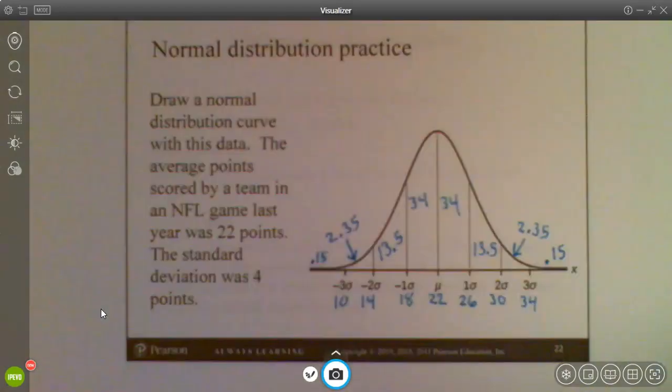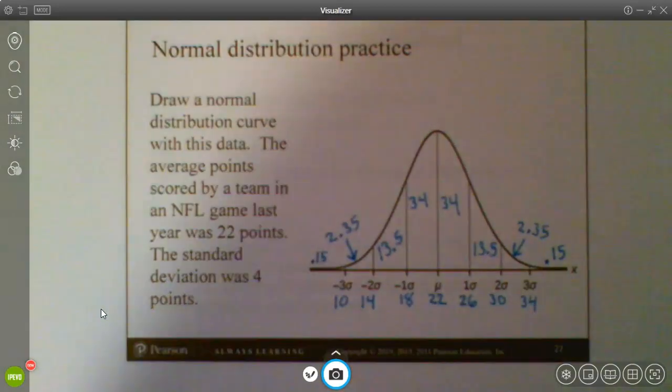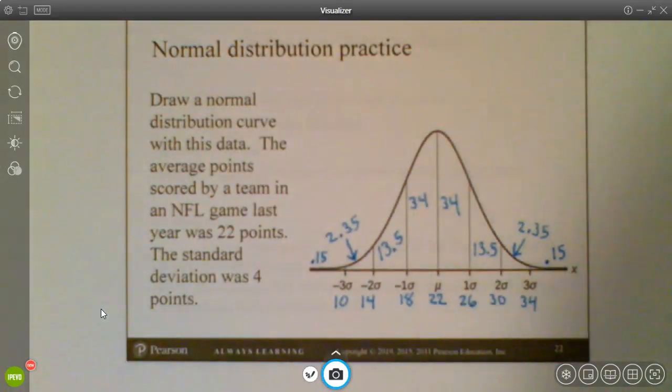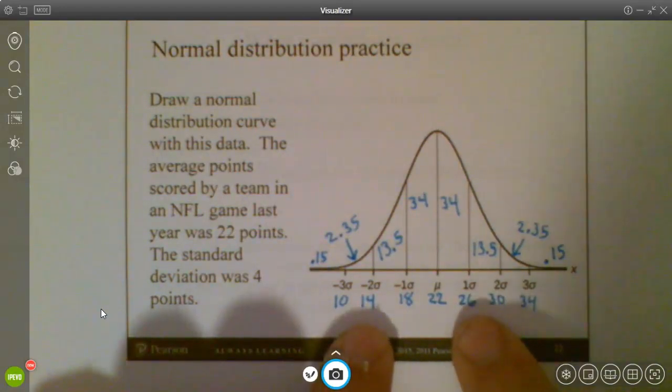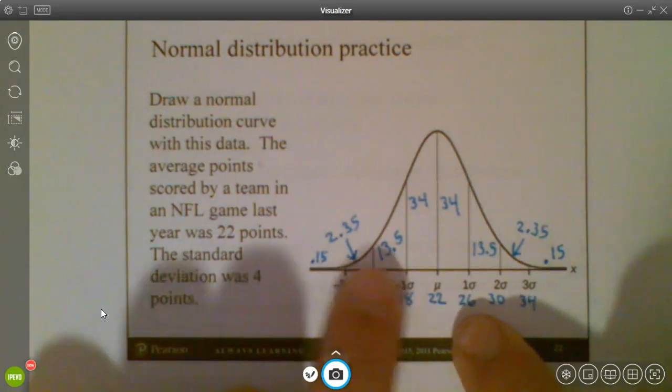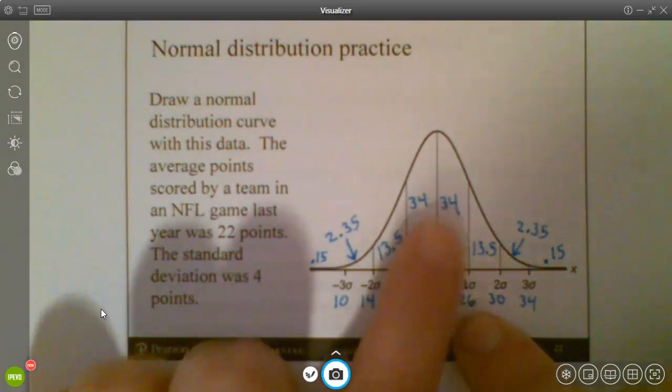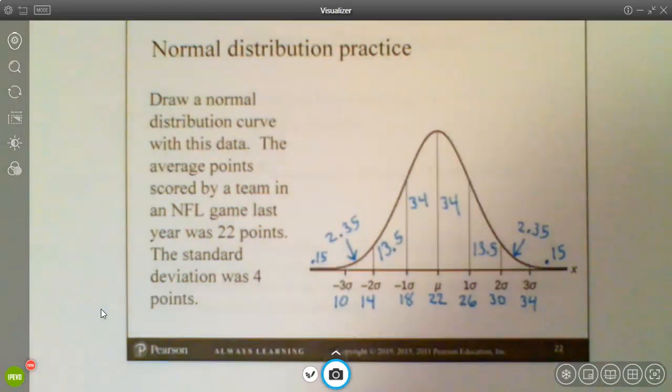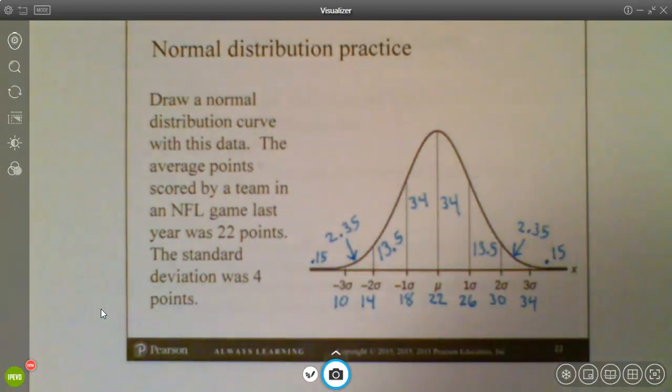So here's the kind of questions they're going to ask you. They're going to say, what's the probability that a team scores between 14 and 26 points next season? Well, just add up the percentages. From 14 to 26, if I did 13.5 plus 34 plus 34, that would be my answer, right? That would be the probability that a team would score between 14 and 26 points. What if they said, what's the probability that a team scores more than 34 points? Well, there's a 0.15% chance that a team scores more than 34 points.